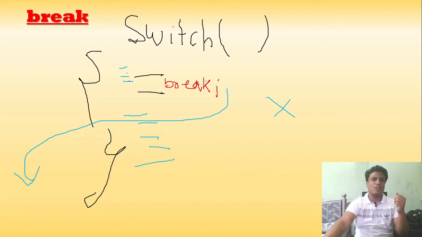Why can't I use it in normal code, where there is no switch case, no if else, or no loops? You can use it there, but it will not show much effect. Suppose inside a void main function you write the sum of two numbers code and use the break statement there. It will do nothing. It will just come out of the main function block.